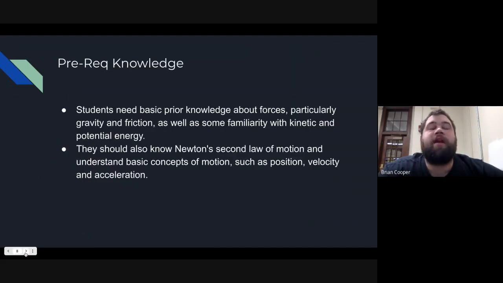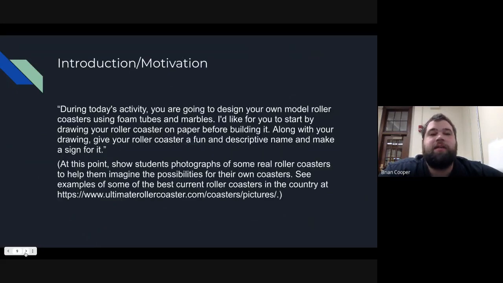What is the prerequisite knowledge that students are going to need to know? Students need basic prior knowledge about forces, particularly gravity and friction, as well as some familiarity with kinetic and potential energy. They should also know Newton's second law of motion and understand the basic concepts of motion, such as position, velocity, and acceleration.